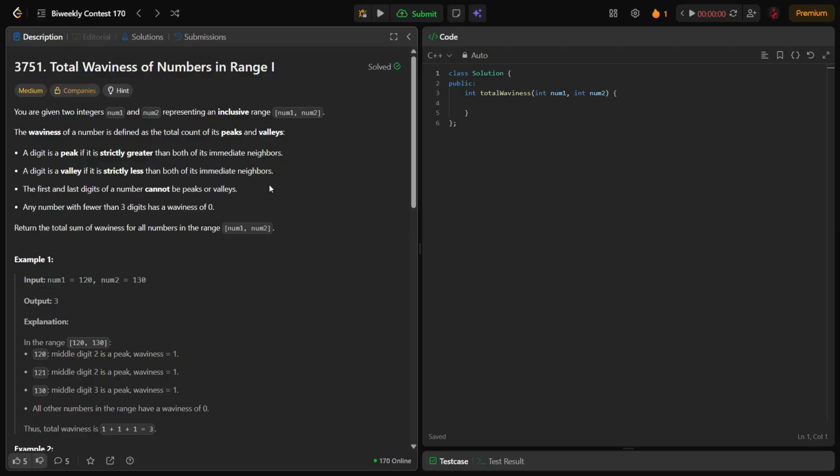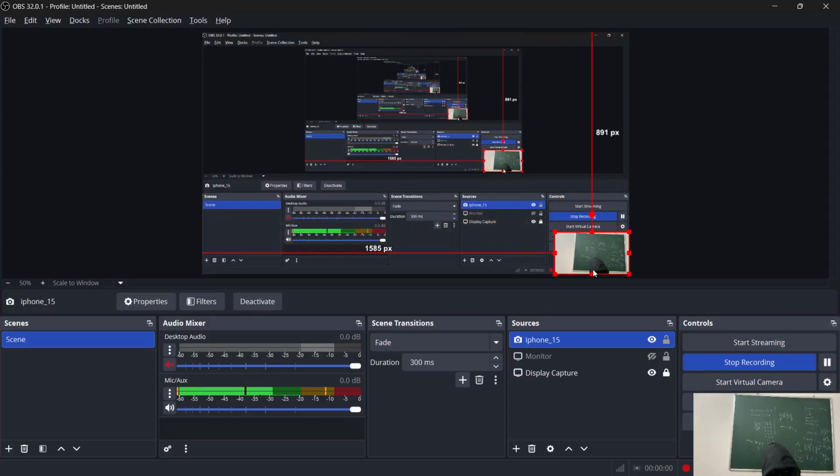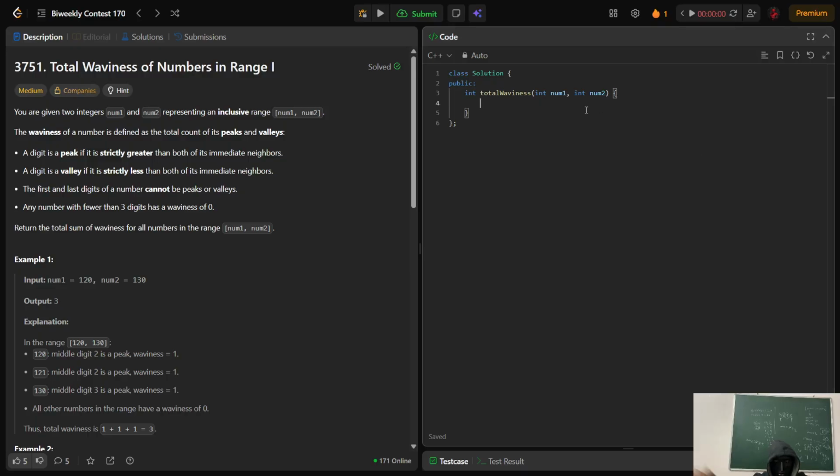Let's try to code it up. So for coding, I'll be telling you basically how I'm going. I'll take one answer variable which is initially 0. I'll take a loop and I'll call it num, which will start from num1 because both are inclusive, and num is lesser than or equal to num2. Since num1 and num2 both are inclusive, that's why this is the for loop condition.